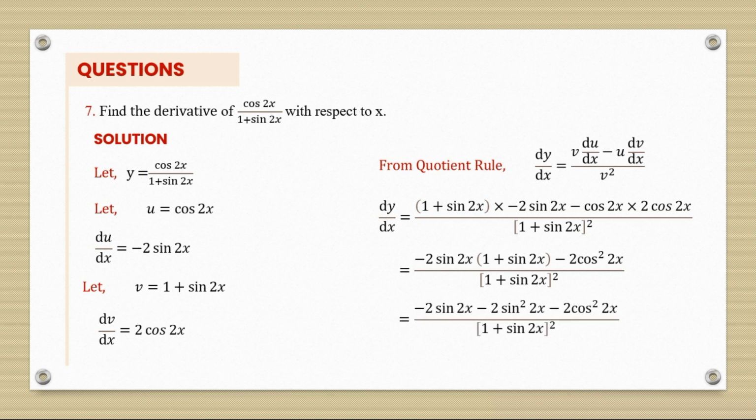And then when we open these brackets here, we shall actually see that we have negative 2 sine 2x minus, because this negative affects this positive sign, minus 2 sine squared 2x minus 2 cos squared 2x. So now we can factorize out the negative 2 from here. Then we're left with sine squared 2x plus cos squared 2x, of which from our knowledge of trigonometry we know this will be equal to 1.